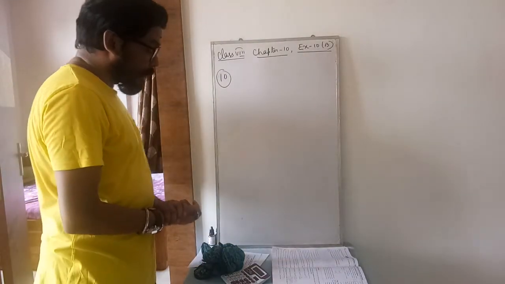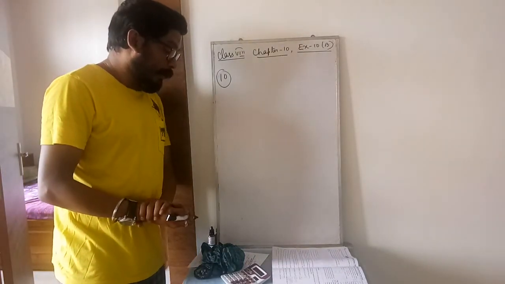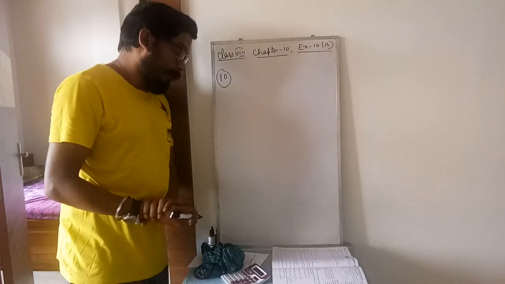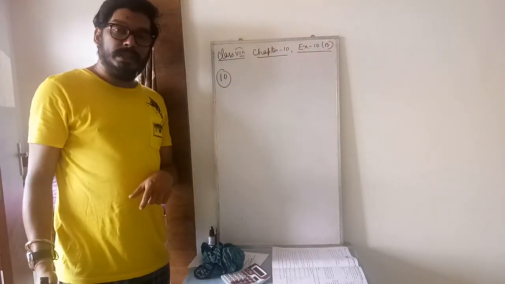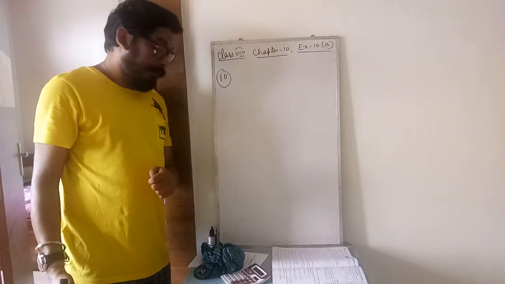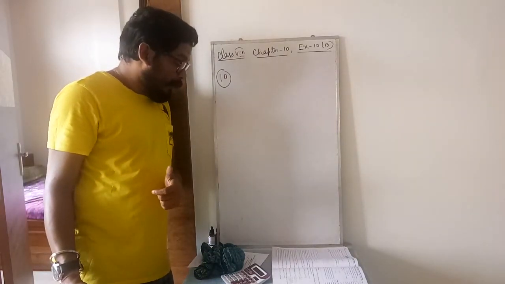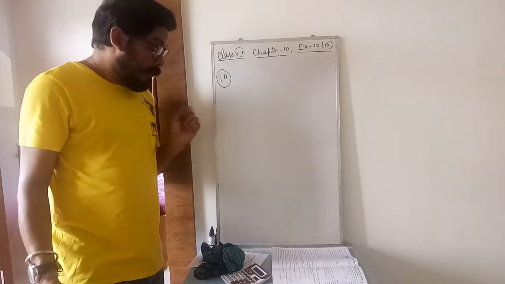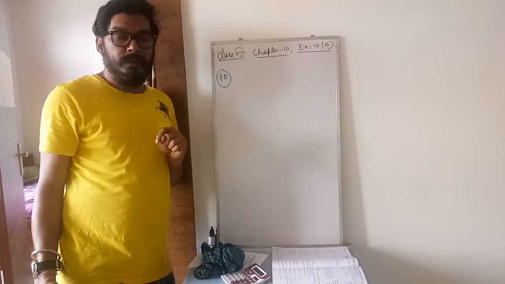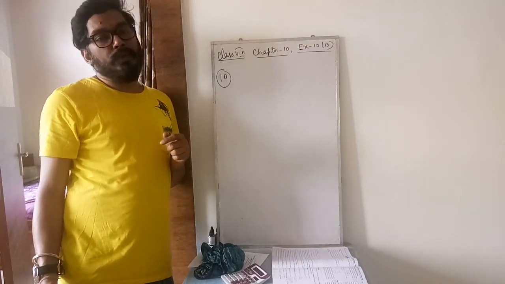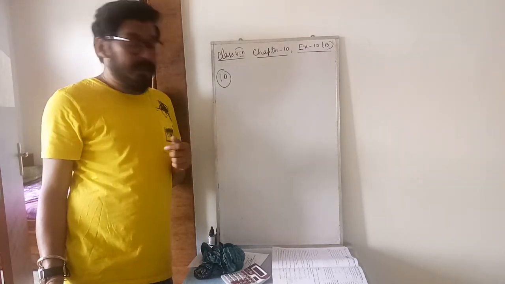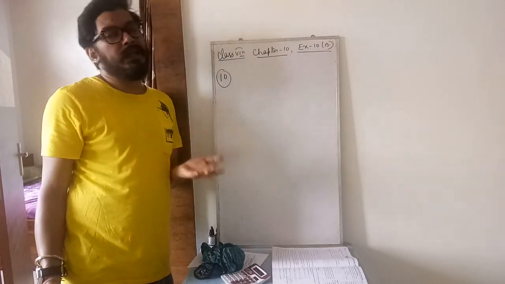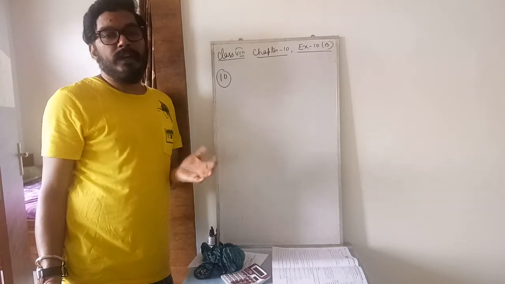A train moving at a speed of 60 km per hour covers a certain distance in 7.5 hours. So when the speed was 60 km per hour, the time is 7.5. What should be the speed of the train to cover the same distance in 6 hours? Less time, more speed. Speed and time are always in inverse variation.